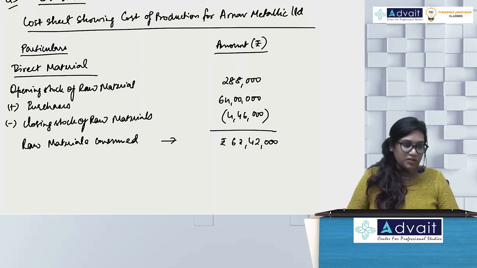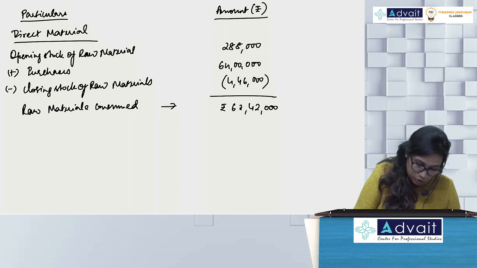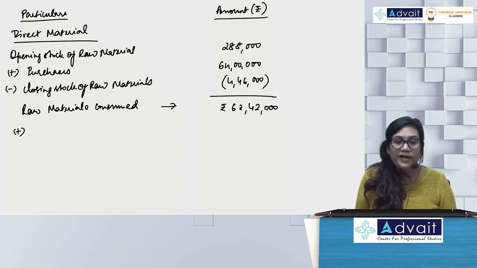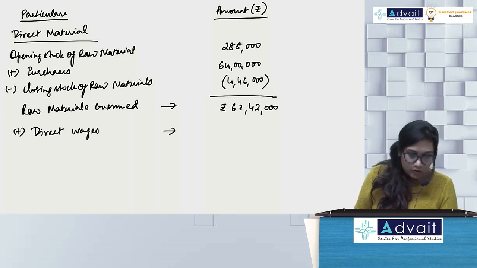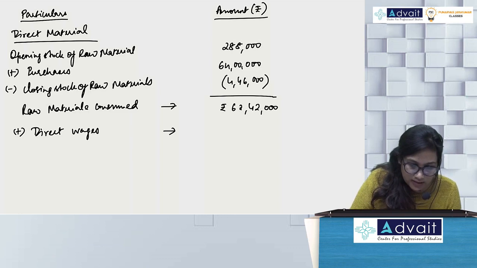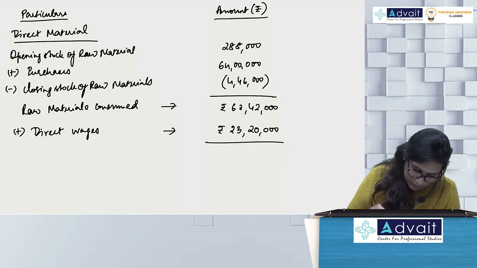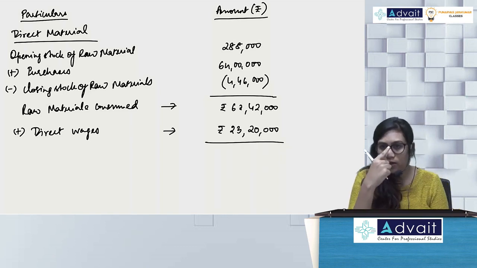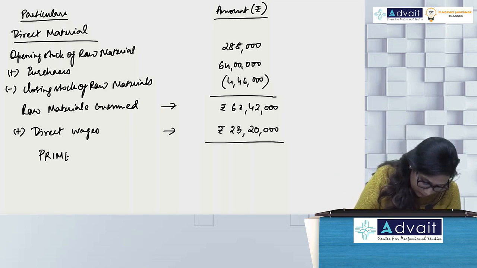62,42,000 raw materials consumed. Now to this what will I do? I will add my direct wages. तो कितनी दी है direct wages? 23,20,000. Any direct expenses given in the problem? No. So this becomes my prime cost.